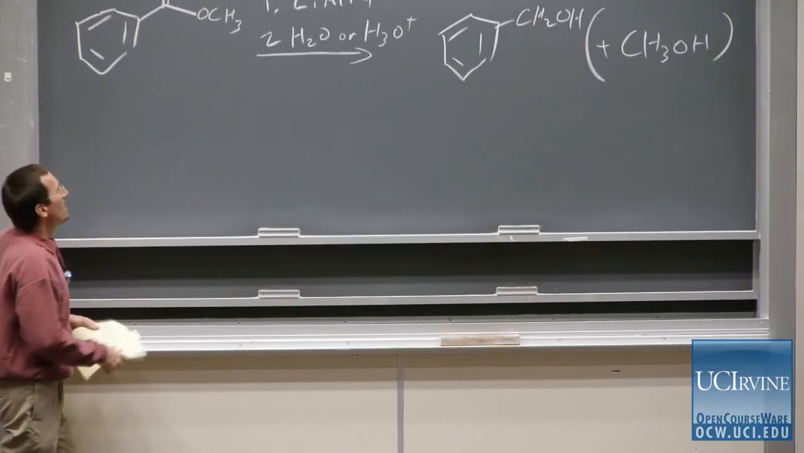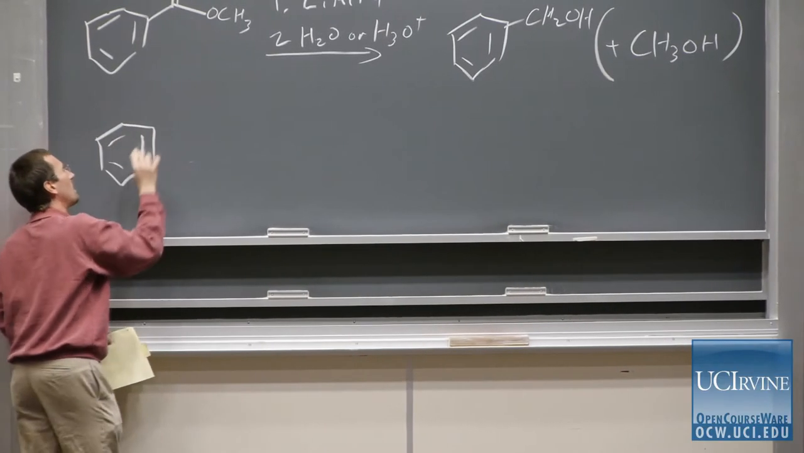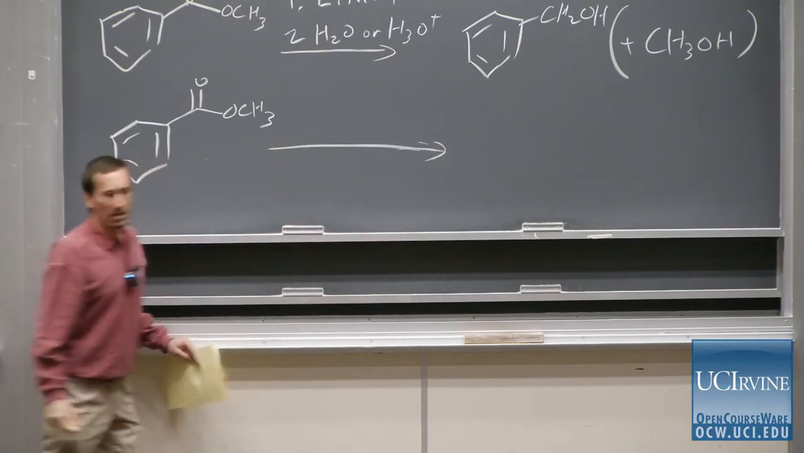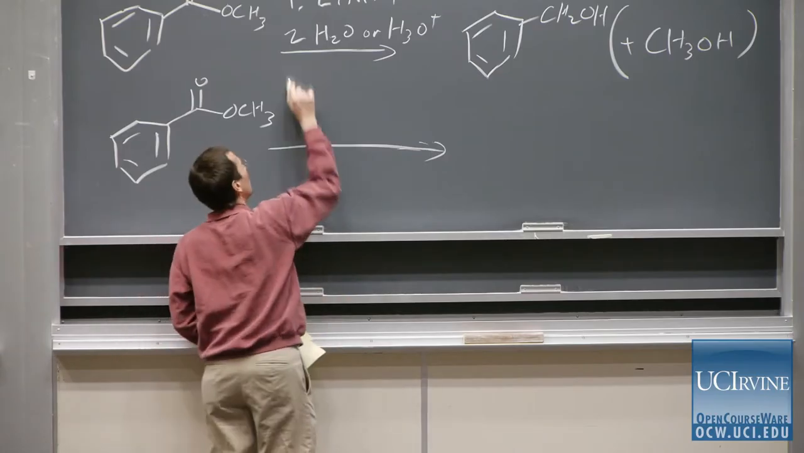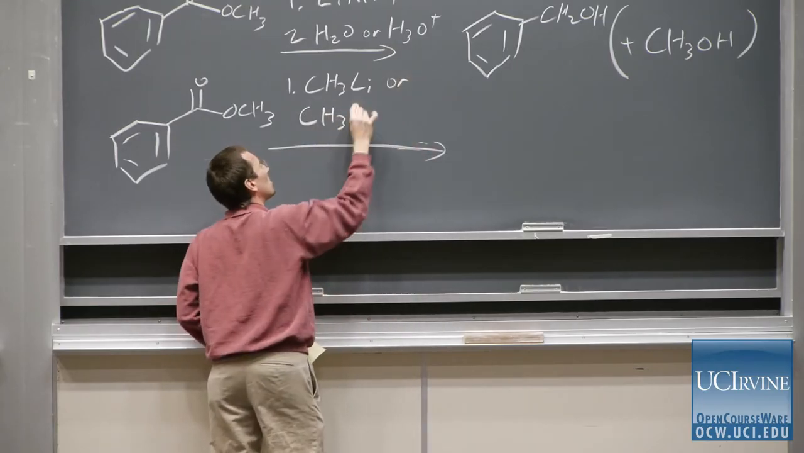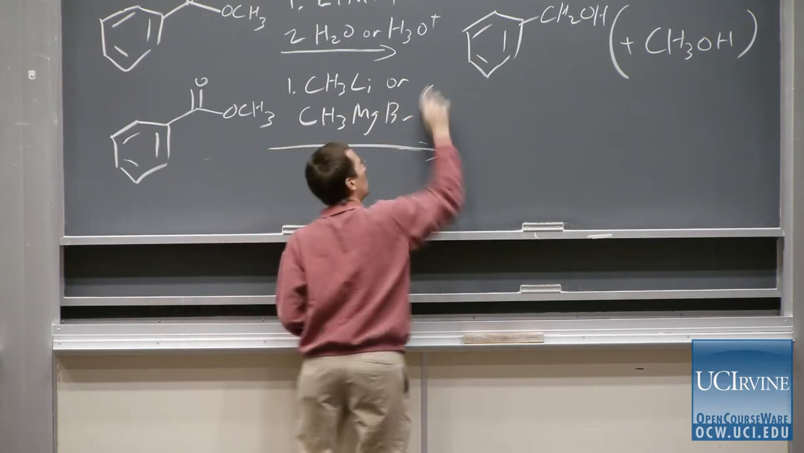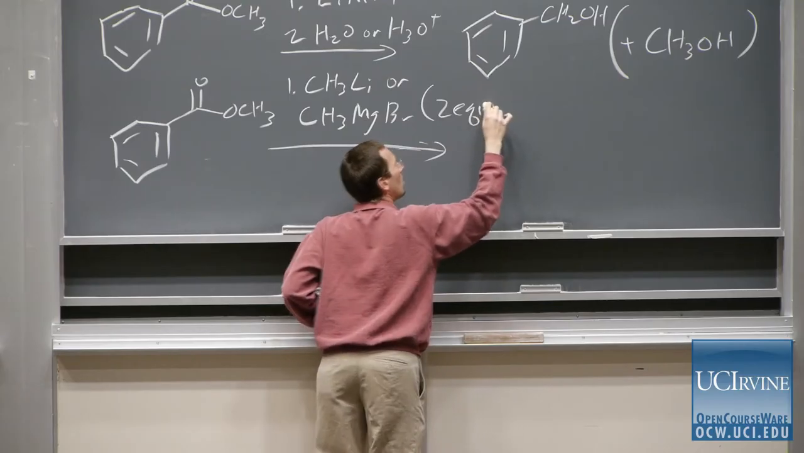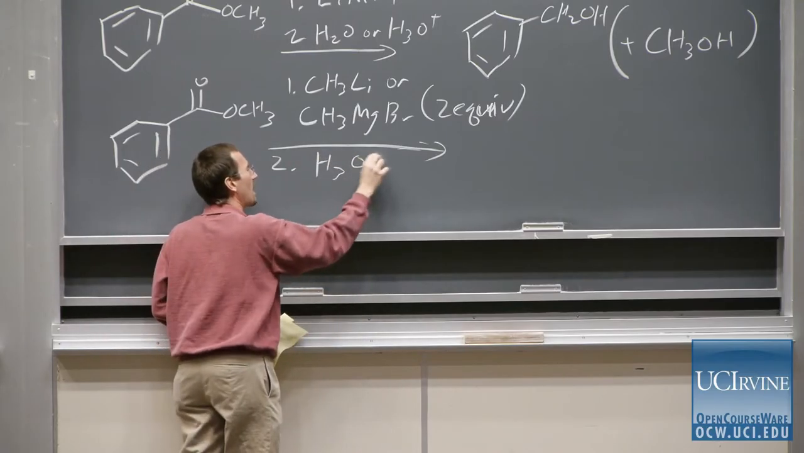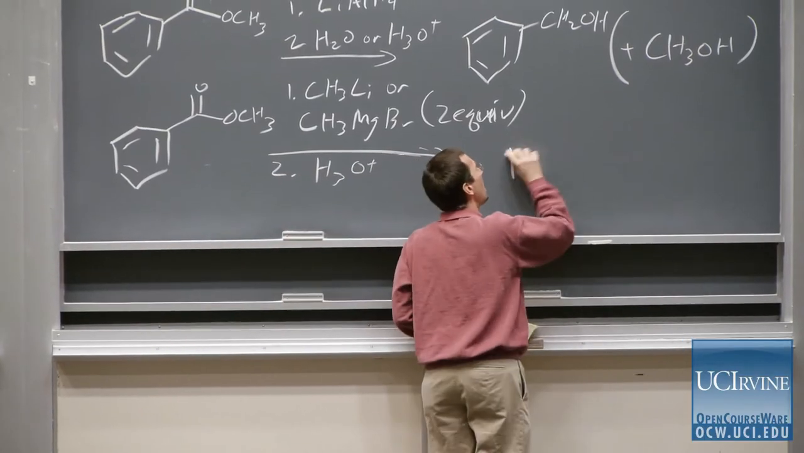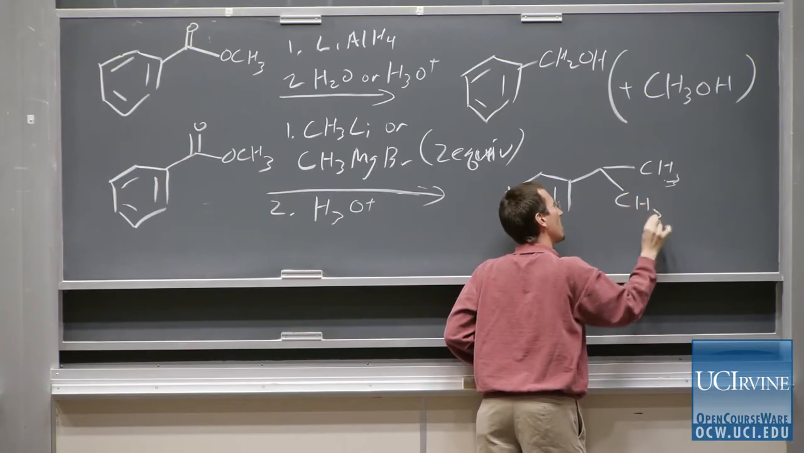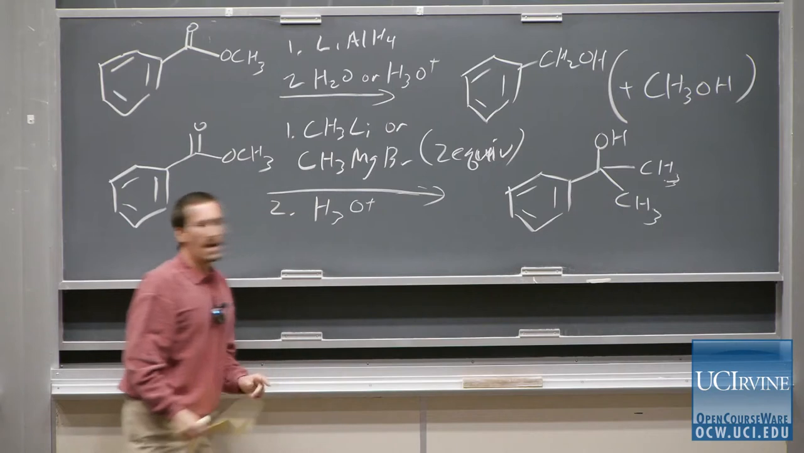If we go ahead and do the same chemistry, the same substrate, methyl benzoate, and now instead of treating it with lithium aluminum hydride, we treat it with, say, methyl lithium or methyl magnesium bromide. I'll specify that we're talking about two equivalents here, although we really can't get away from problems happening from the lack of stopping. And then again, we do some type of aqueous workup. Now we've gone down and added two equivalents of the methyl group and gotten this tertiary alcohol.